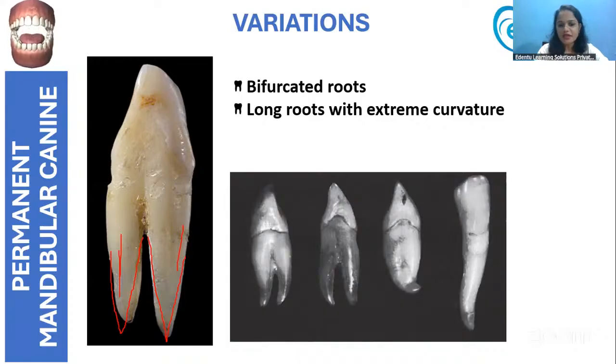Now, other than bifurcated roots, you can see teeth with extreme curvature. You see this? Yes, just like dilaceration. Yes, a tooth with extreme curvature like this will be seen.